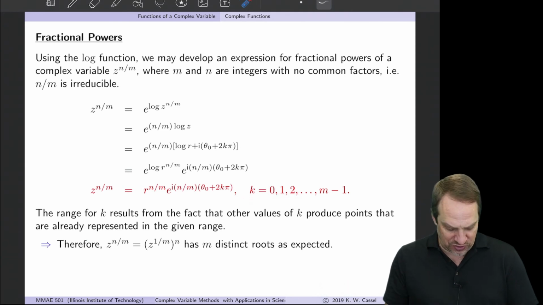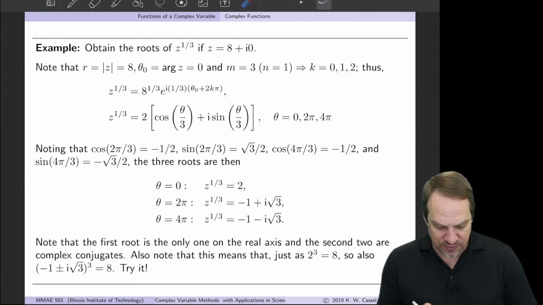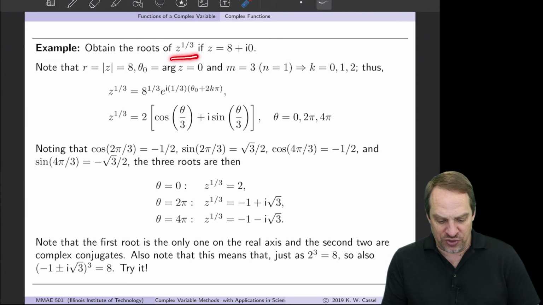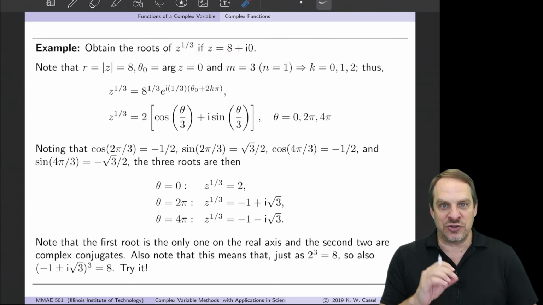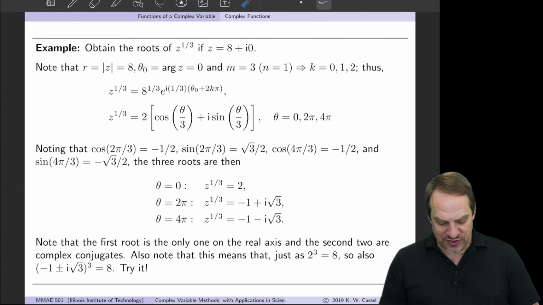All right, so that's where we get those roots. So let's just do a simple example to see how this works out. Let's take z to the power 1/3, where z is 8. Now I've written 8 plus I 0, just to emphasize this is a complex 8. So z is real, it's 8 units to the right on the x-axis. But let's take z to the 1/3.